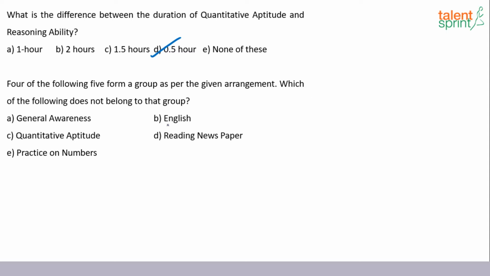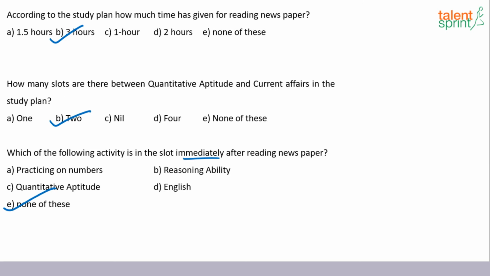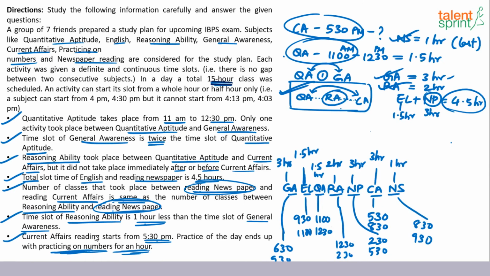General awareness, English, quant, reading newspaper, numbers. So 4 of the following form my group. What could be the logic? GA, English, QA, NP, and practicing on numbers. GA is 3 hours, English is 1.5 hours, QA is 1.5 hours, NP is 3 hours, and practicing on numbers is 1 hour. So how do you pick up the odd one there?